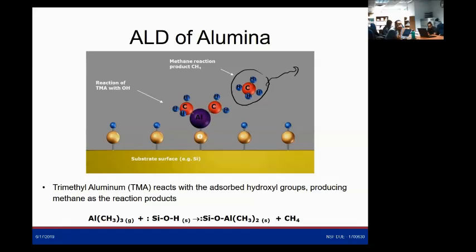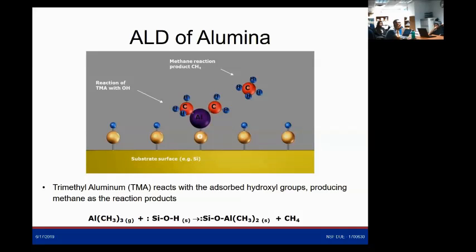Methane has been released. What did we do? We have achieved aluminum to oxygen bonding. That's good. What will be the next step? So we released the first precursor. Notice that I'm not releasing the 2 precursors at the same time. This was the first precursor.